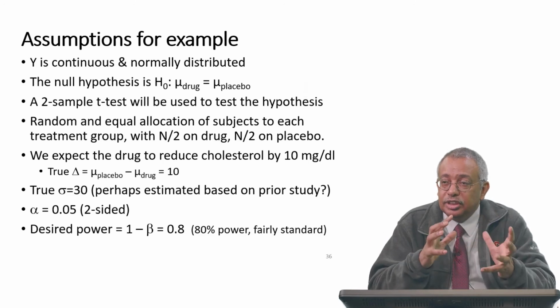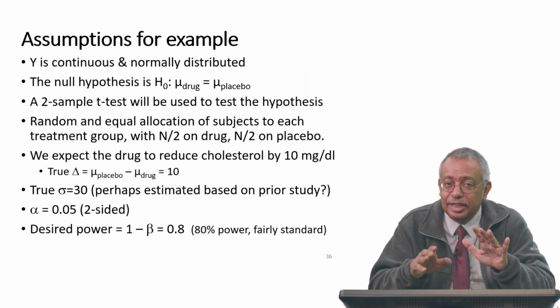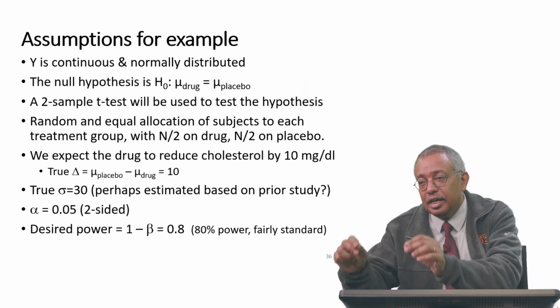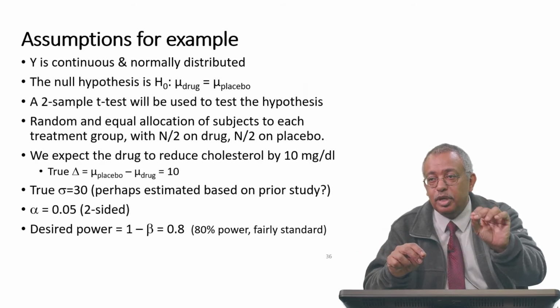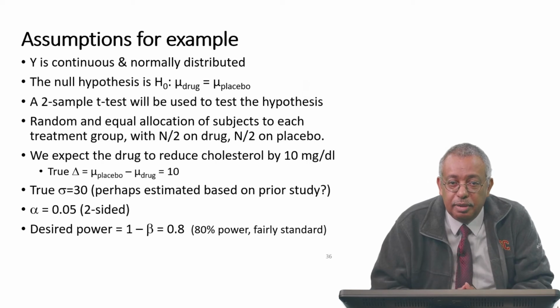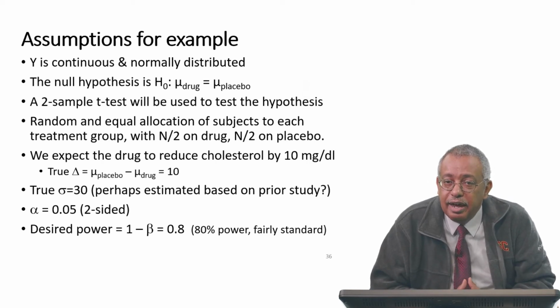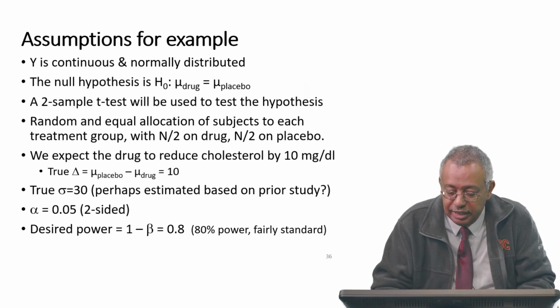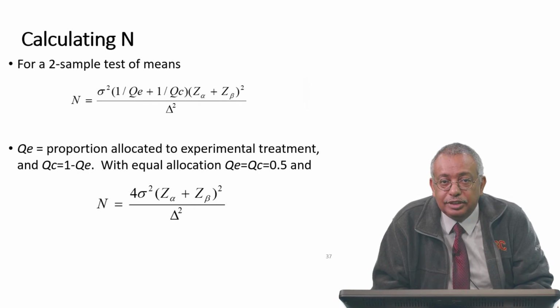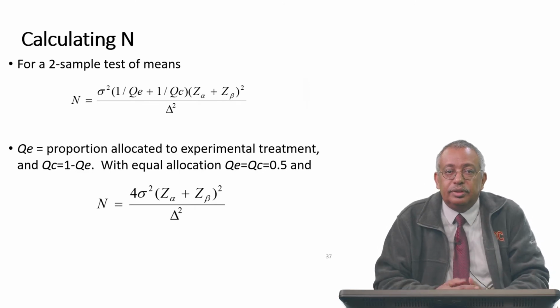And we also have to decide whether you're talking about a two-sided test, whether you're simply trying to test whether there is any difference or whether there is any directionality, whether you want the mean of the drug to be greater than the placebo or vice versa as your alternative hypothesis. And finally, you have to decide what kind of power you're going after. And most of the time, as we said, 80% is kind of the standard practice in terms of going after statistical power.